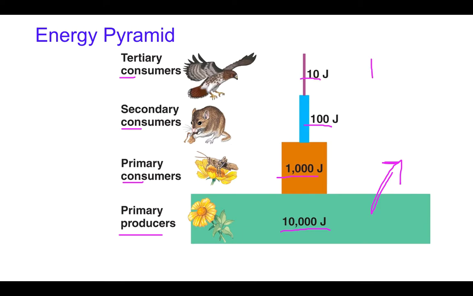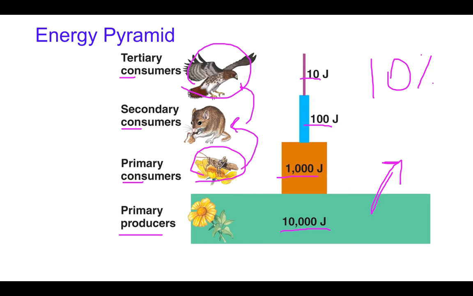This is known as the 10% rule, which means that the organism that eats the organism only gets 10% of the energy that the original organism had. So if I were to compare the grasshopper's energy to the hawk's, each one of these is 10%. So 10%, 10%, or roughly the hawk has only 1% of the energy that the grasshopper did.